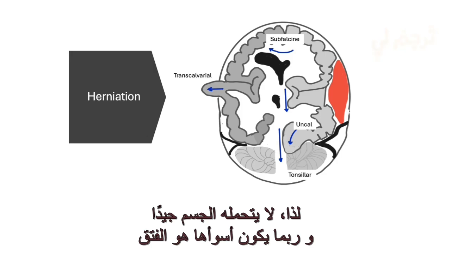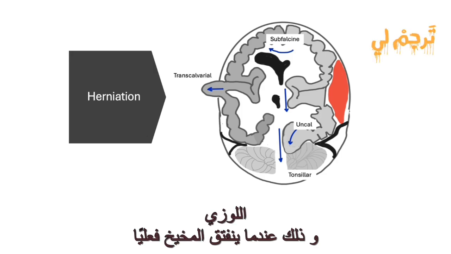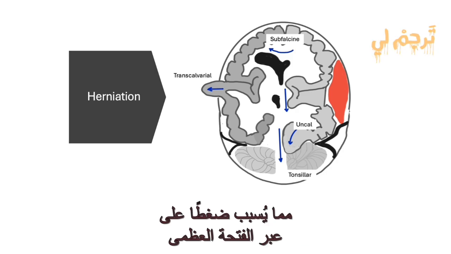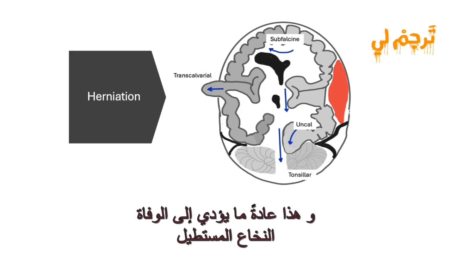And then, perhaps the worst is tonsillar herniation. And that's when the cerebellum actually herniates through the foramen magnum. That puts pressure on the medulla oblongata. And that is typically lights out.